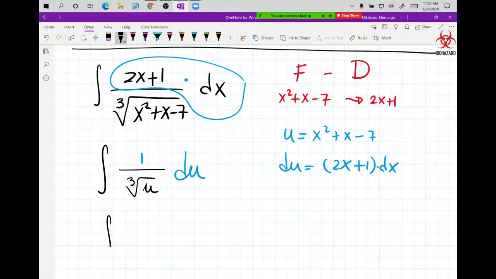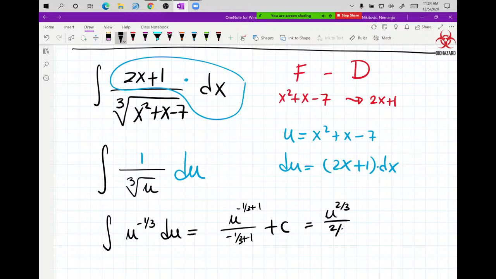And what we have now is integral of u to the negative 1/3 du. That's solved with the x to the n thing, right? So you see how much it simplifies when you have the right substitutions. And now all we need to do is say u to the negative 1/3 plus 1, right? Negative 1/3 plus 1 plus c, which is u to the 2/3 divided by 2/3 plus c.